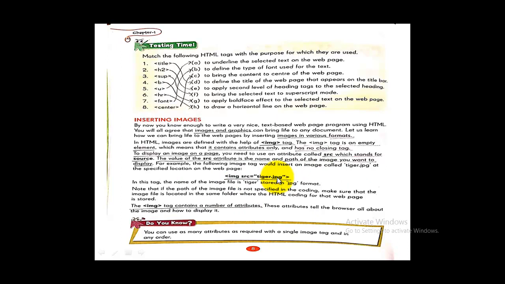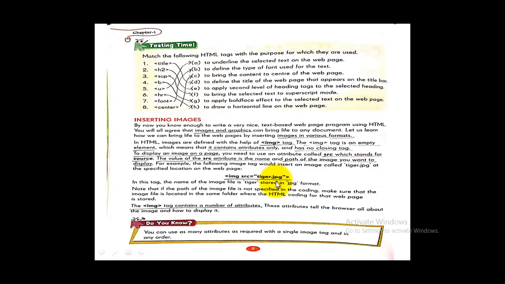Now you have to write like this. This is the file name. Tiger is the file name. The dot given here is known as a period. Then JPG. JPG is the format of the picture. Which file format is this picture? Tiger, it is known from here, JPG. It is a JPG format.